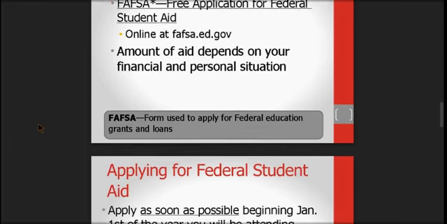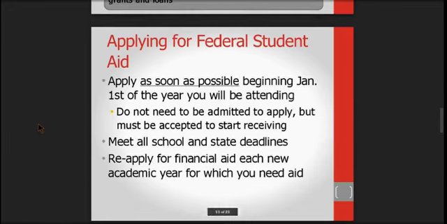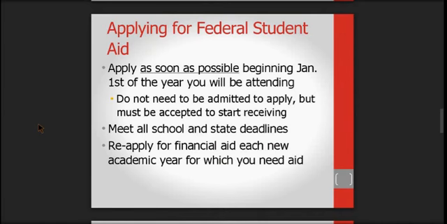Now, with the FAFSA and applying for federal aid, you want to apply as soon as possible, beginning January 1st of the year you will be attending. So my seniors who are attending college in the fall, you should have applied for your FAFSA already because you're going to need it for this year. Now, to apply, you don't have to be admitted. So it's very wise of you to just apply as soon as the year comes and you know you're going to be in college come September. But to begin receiving those funds, you now have to be accepted into a school.